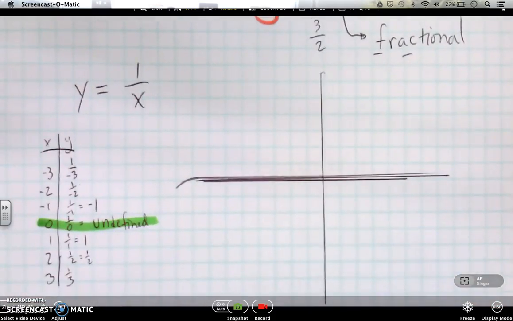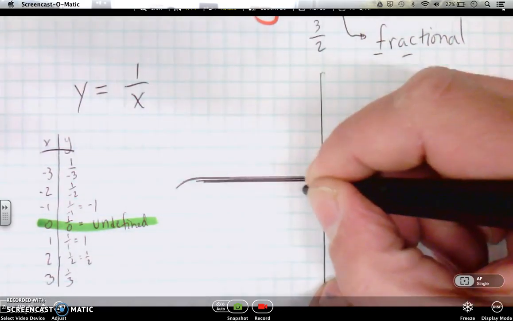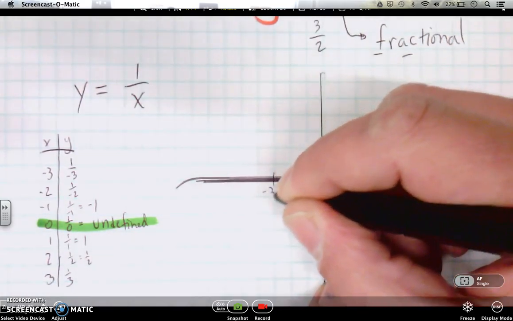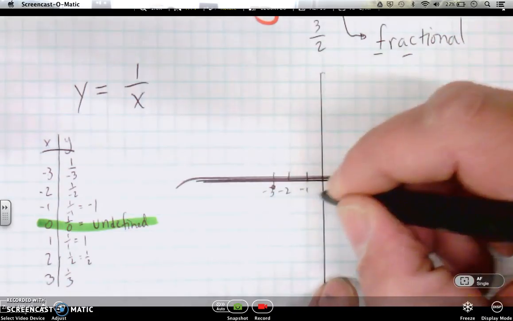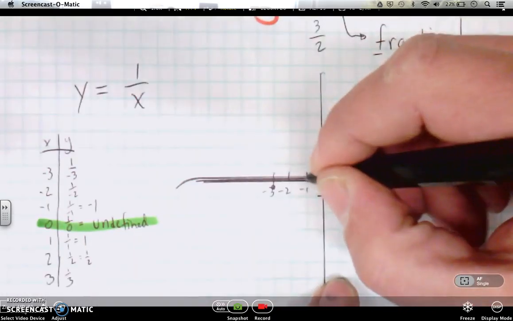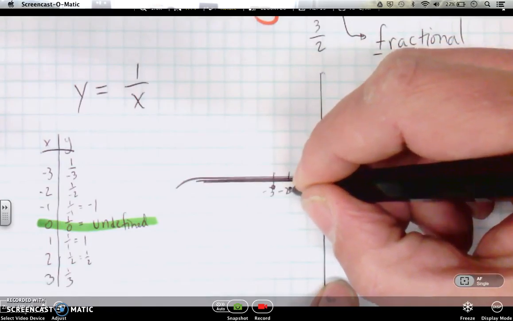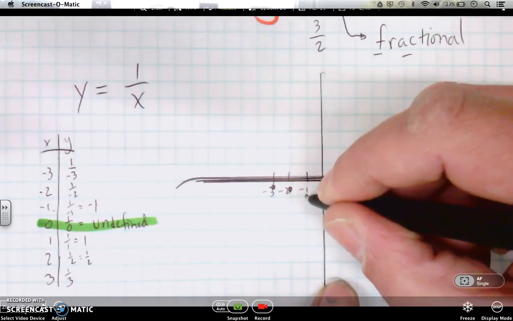Let's plot our points. 1, 2, 3, -1, -2, -3. So at -3, we go over to -3 and then down about 1/3. This is -1/3, it's not even 1. Across -2 and then down 1/2. That's a little bit lower. And then at -1, we go across -1 and down 1.